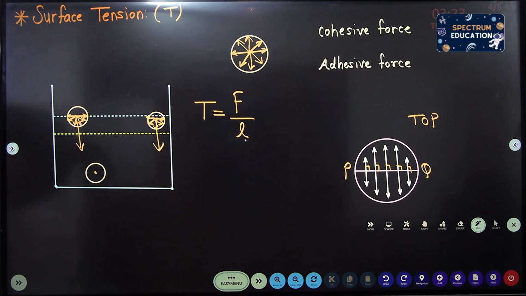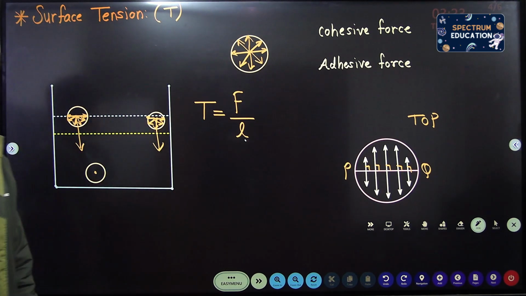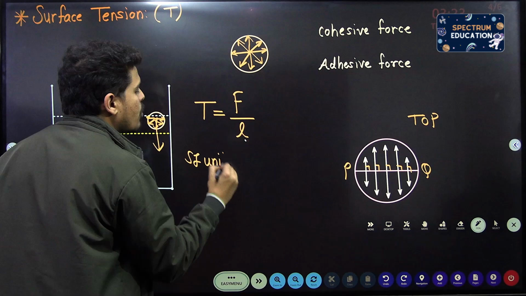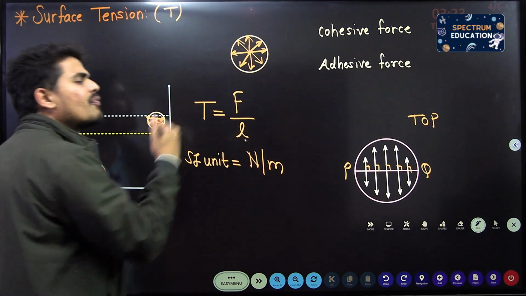वो लाइन पर कितना टेंशन है, so वो लाइन पर जितना टेंजेंशियल फोर्स लग रहा है वो स्ट्रेचिंग फोर्स है। So force per unit length, that is nothing but the surface tension. Now the SI unit of the surface tension is Newton per meter, and you can find the dimensions.